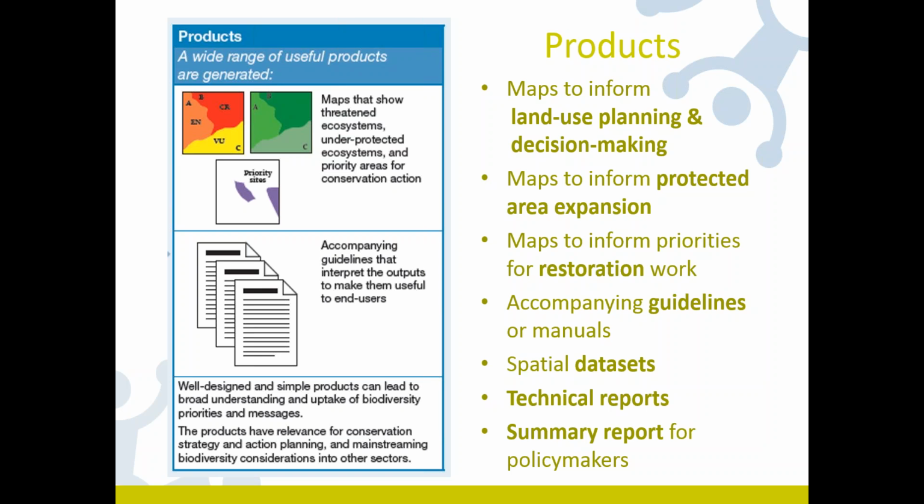And then the threat status, protection level, and maps of biodiversity priority areas can be used to inform a wide range of planning and decision making and implementation, definitely in the biodiversity sector, but also in other sectors whose activities impact on biodiversity.